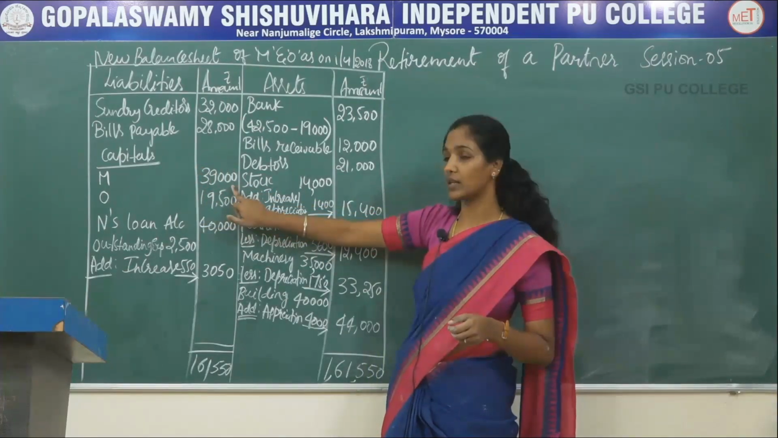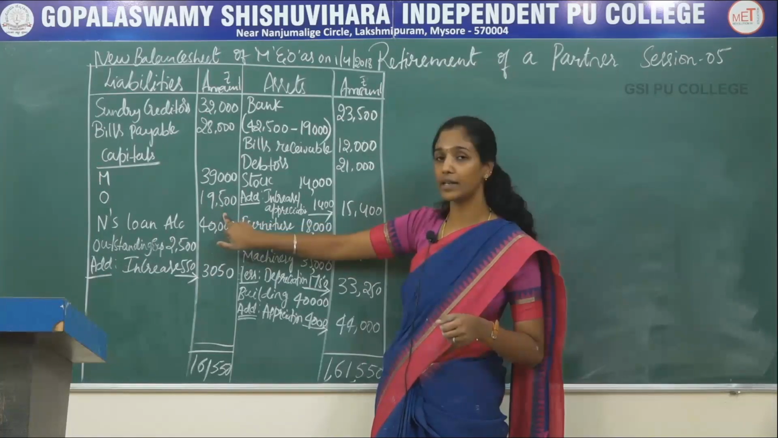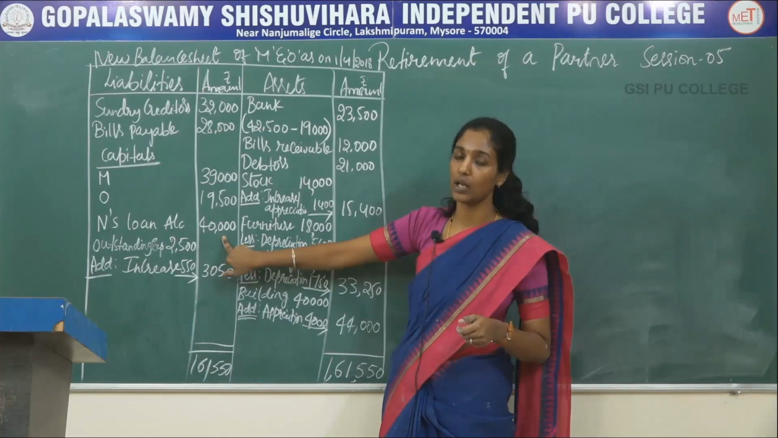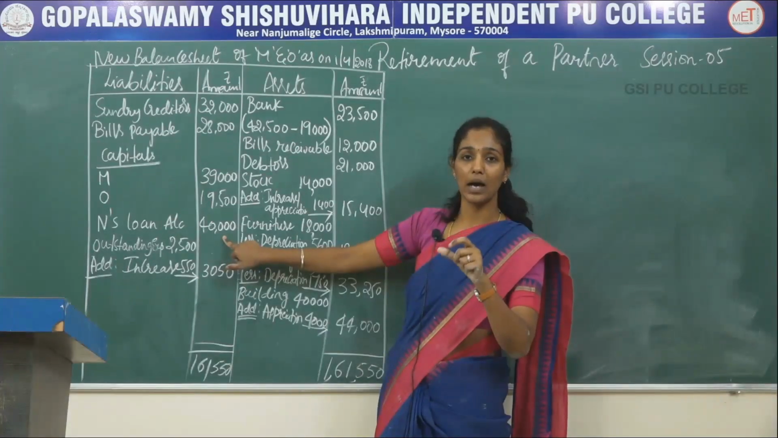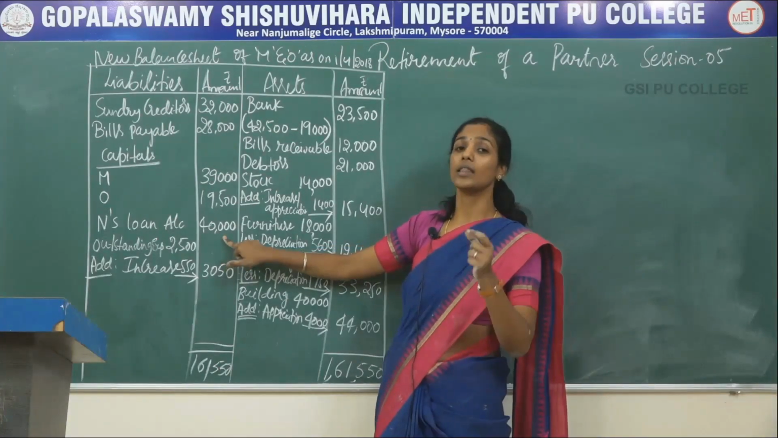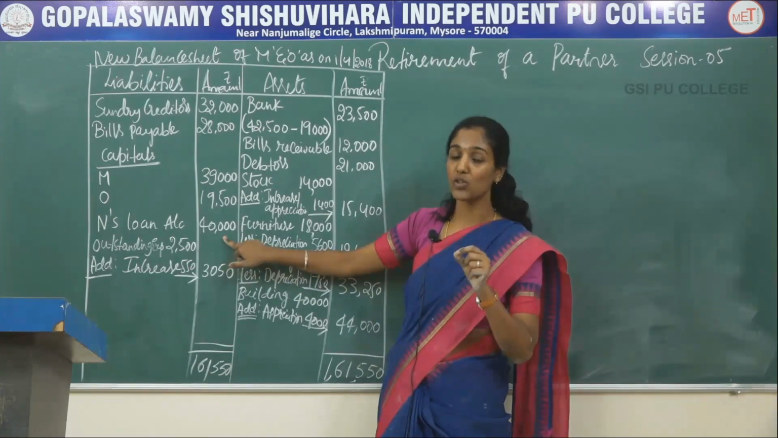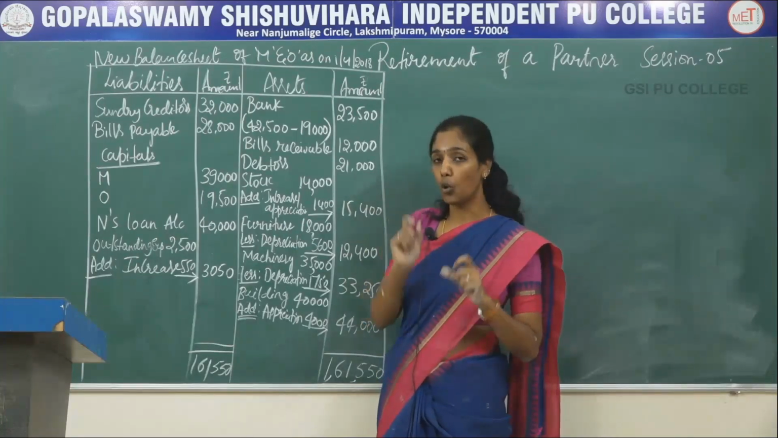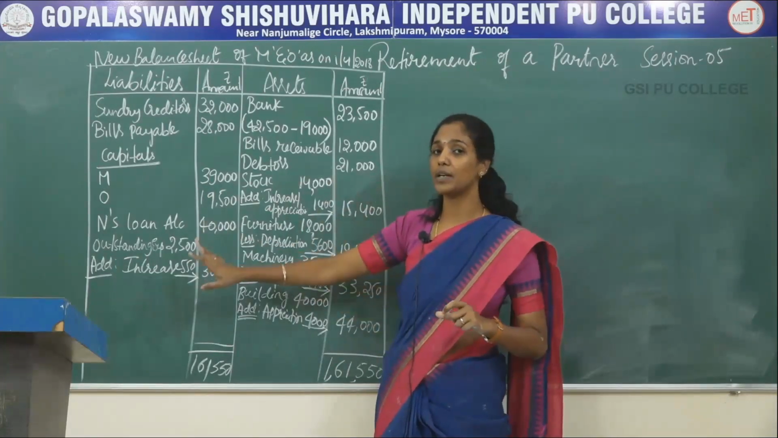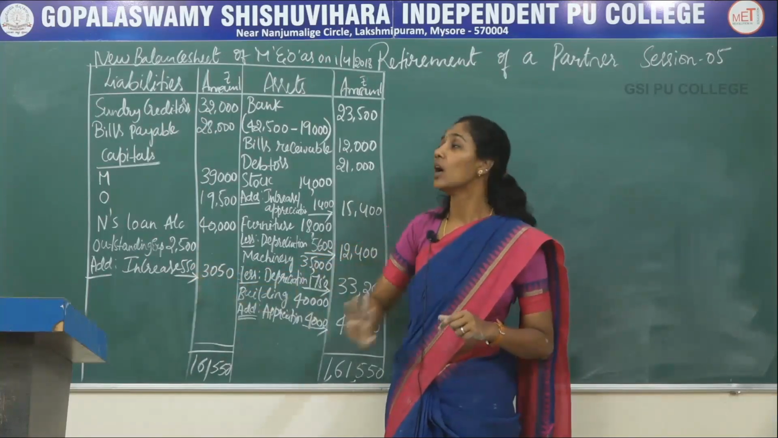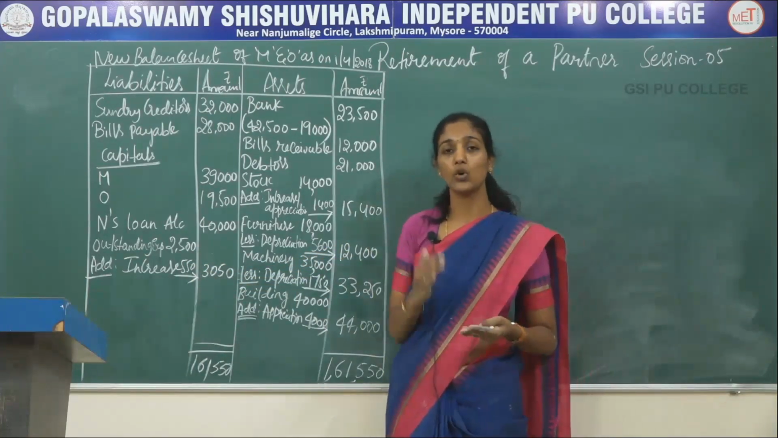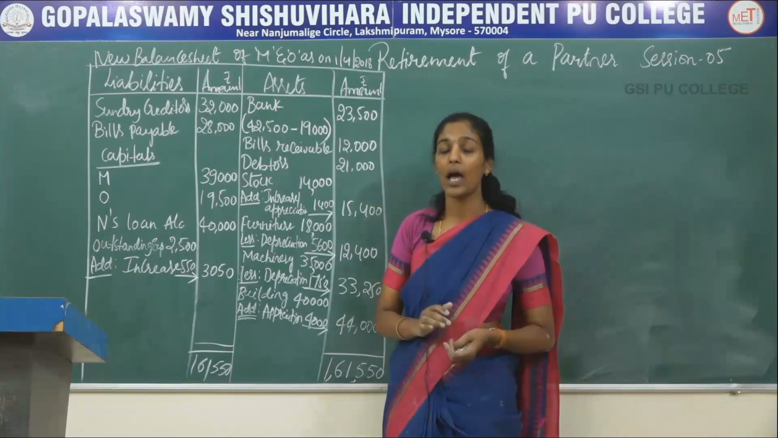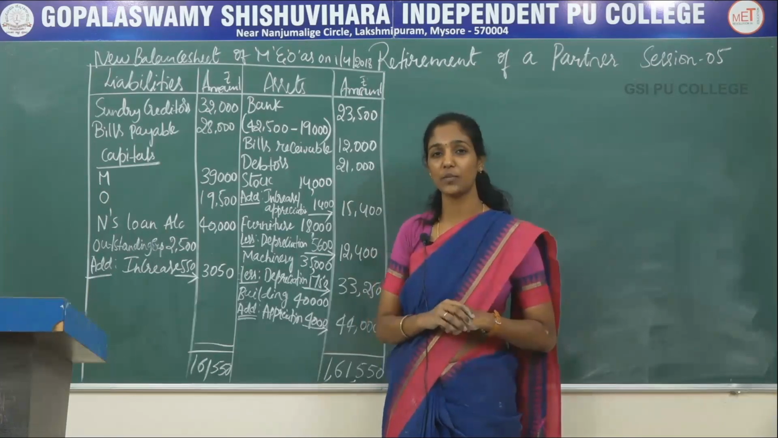M's capital balance is 39,000, O's capital balance is 19,500, and N's loan account is 40,000. Remember, if any retired partner's balance is transferred to his loan account, then it should be recorded in the balance sheet on the liability side. When you transfer to the loan account, you must record that loan amount on the liability side of the new balance sheet. So this is how we prepare a new balance sheet of continuing partners in retirement of a partner. And I hope you have understood today's problem. Thank you.